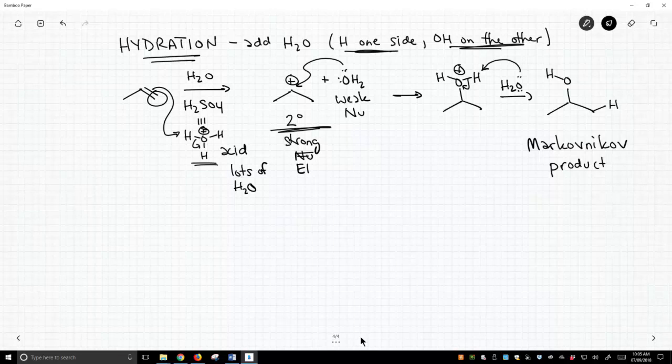This is really very much like adding HX to an alkene, except that once we form our carbocation, it is attacked by water instead of a halide. And so it's very much the same mechanism, and so we use the same terminology: Markovnikov product, carbocation stability, all these different ideas. So that's how we do the hydration of an alkene, addition of water to an alkene.